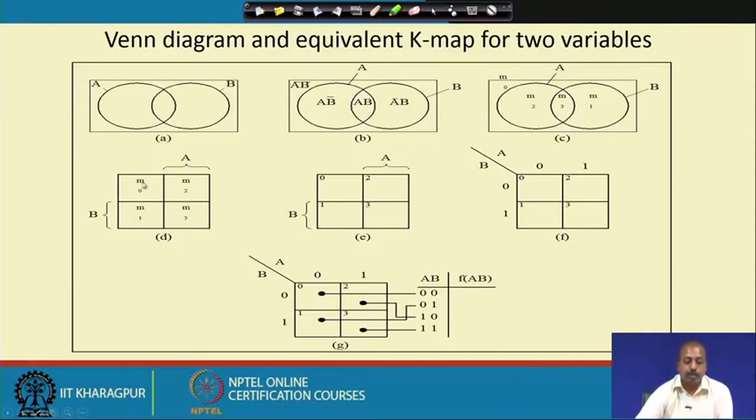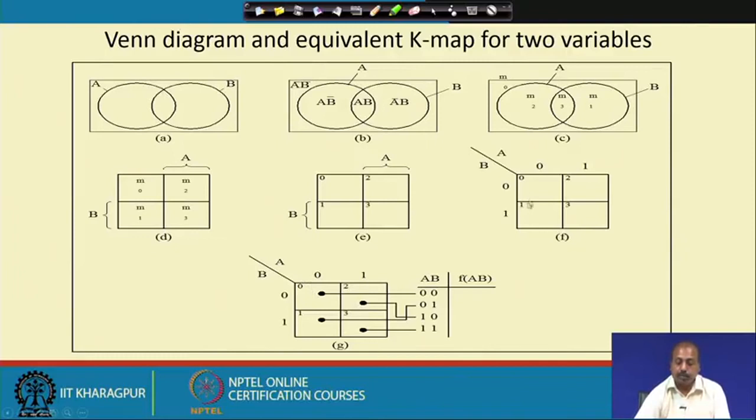So, for the sake of simplicity, I can just drop these terms M and I can write it as 0, 2, 1, 3. So, this is one form in which I am writing it. This is also a standard representation where we put a diagonal line here, and this side we write A, this side we write B, and then we write 0 and 1 for A, and 0 and 1 for B. So, this is 0 1 0 1. So, this is another way of representation.